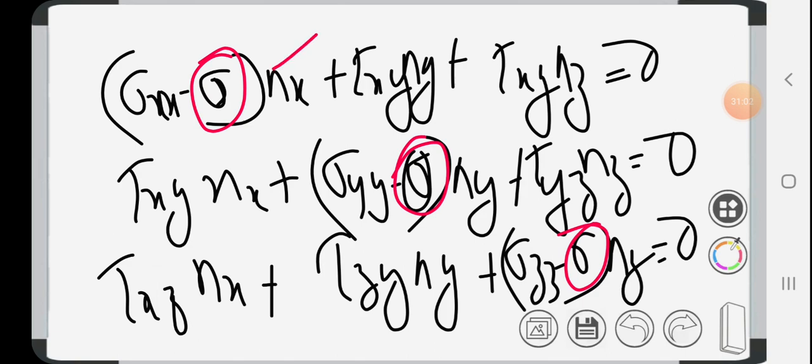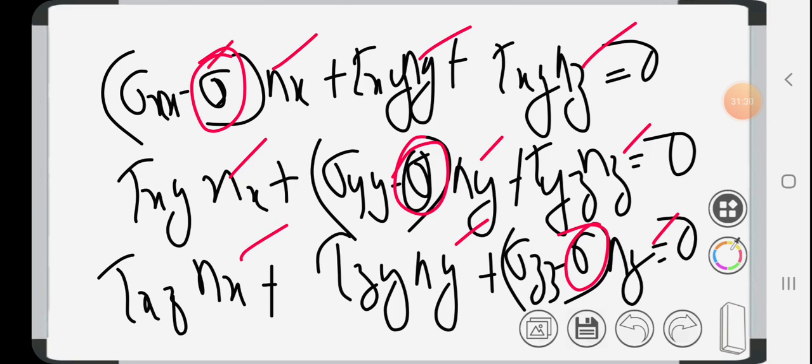Okay, so nx, ny, nz. This nx, ny, nz corresponds to that principal plane. So our aim is to find the principal plane. To find the principal plane means you just find the direction cosines, that means nx, ny, nz. Okay. So how to get nx, ny, nz?